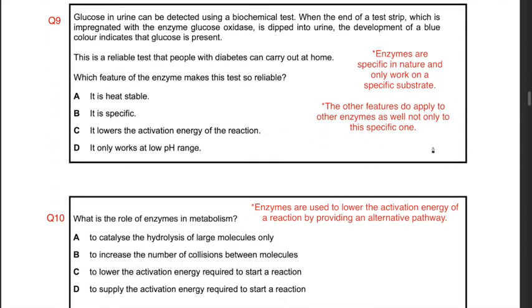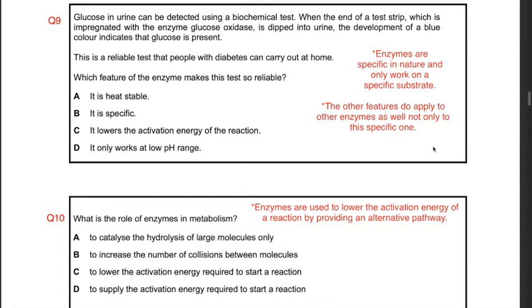Question 9. Glucose in urine can be detected using a biochemical test. When the end of a test strip, which is impregnated with the enzyme glucose oxidase, is dipped into urine, the development of a blue color indicates that glucose is present. This is a reliable test that people with diabetes can carry out at home. Which feature of the enzyme makes this test so reliable?